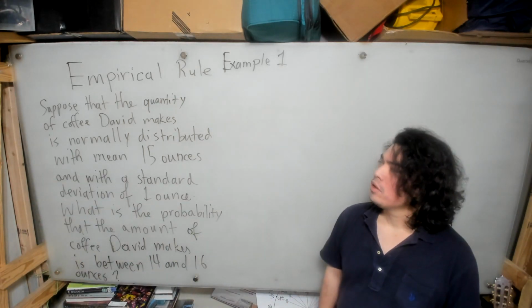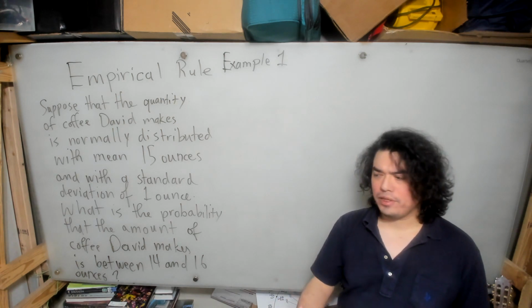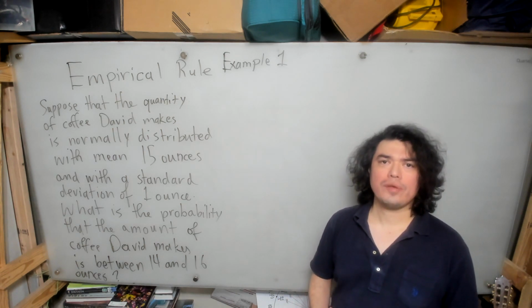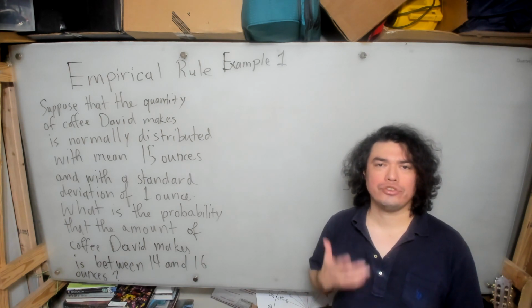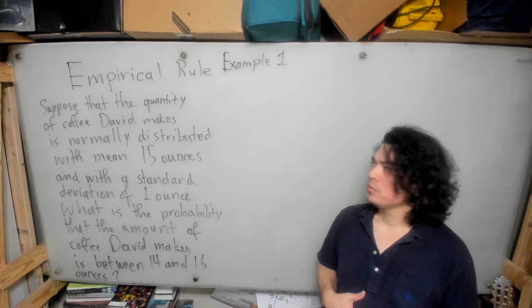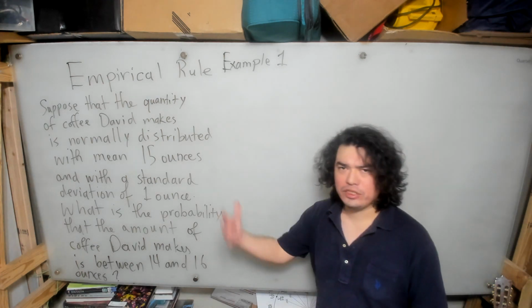Hello again. So now I'm very excited about this moment because finally we're going to get to talk about an actual example where we're going to actually talk about finding a probability associated with a normal random variable. Okay, so let's read it together.